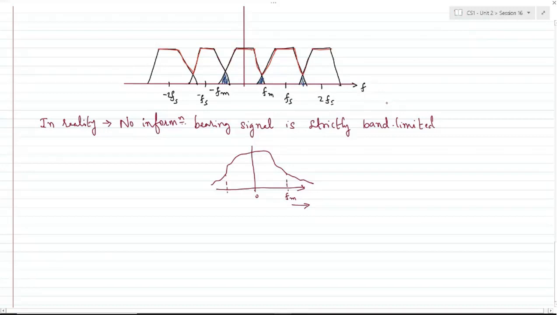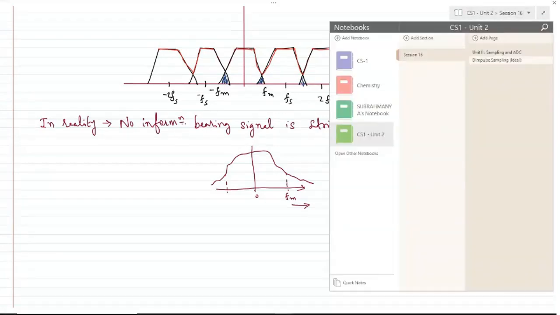First, I started with ideal sampling. Then I'll move on to the more practical sampling type, which is natural sampling.